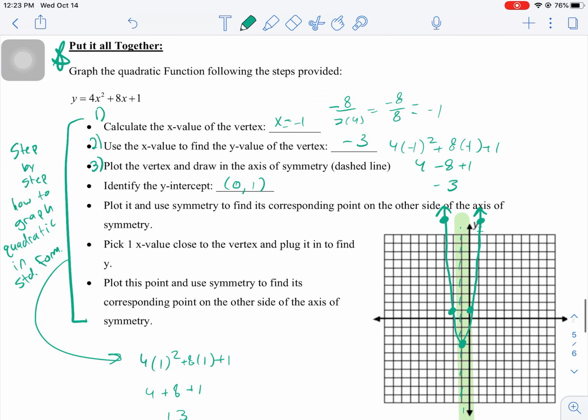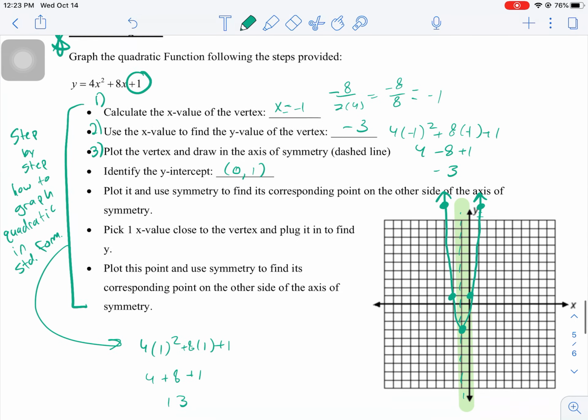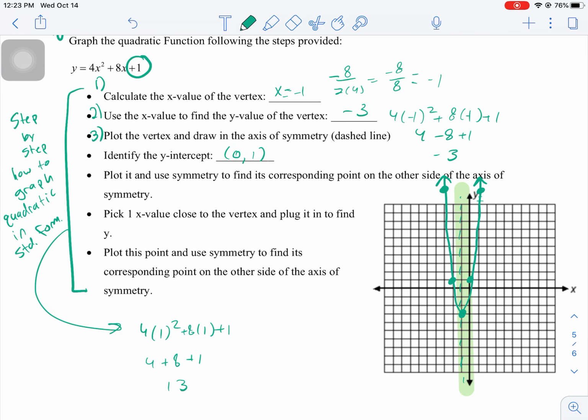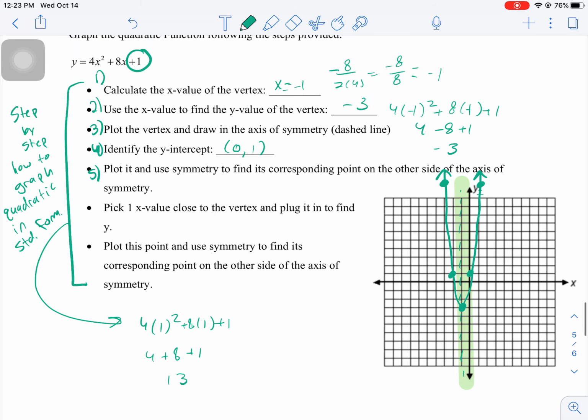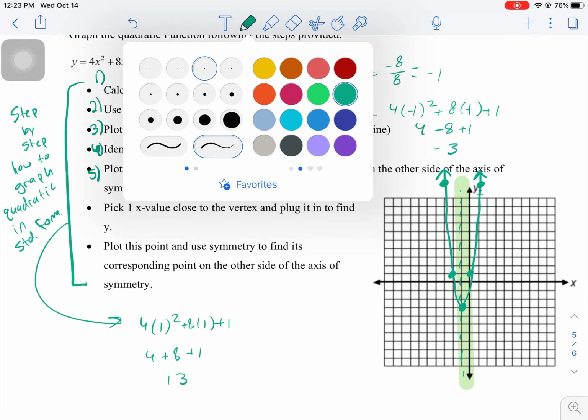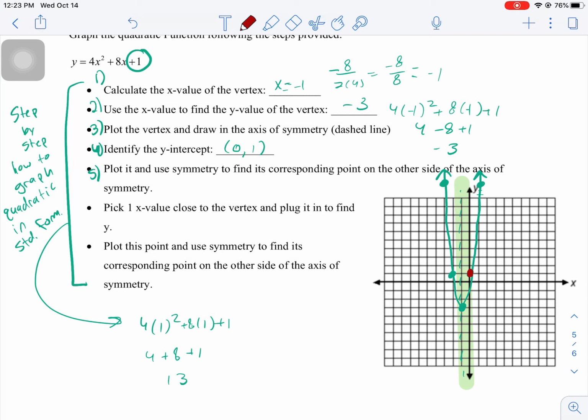From here, you can identify the y-intercept. Y-intercept is always the c value. Plot it and then we would plot the y-intercept. So 4 is find the y-intercept, 5 is plot the y-intercept. So we would plot this point right here, (0, 1). And then it says find its corresponding point on the other side of the axis of symmetry. So we just reflect this physically across the axis of symmetry and plot that next point.